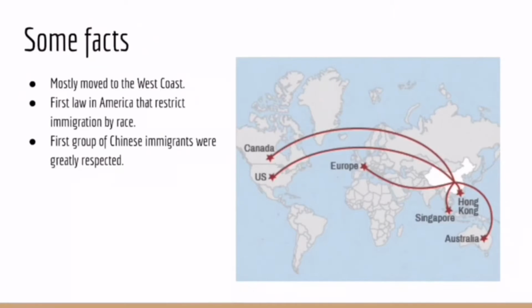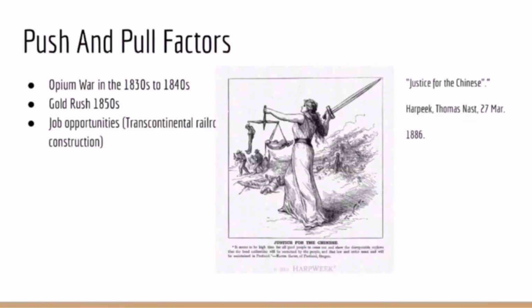Here are some facts about the Chinese Exclusion Act. Most of the Chinese immigrants moved to the west coast of the United States because of the gold rush and construction of the Continental Railroad, and they were greatly respected. It is also the first federal law to prescribe entry of an ethnic working group on the premise that it endangered the good order of certain localities.